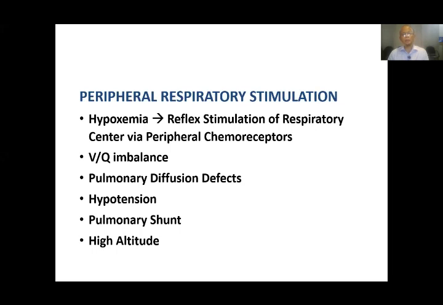And peripheral receptors are also stimulated, say, in case of lung disease. So in this COVID situation, where there is pneumonia and there are also other changes, the respiratory center will be stimulated by the peripheral chemoreceptors.